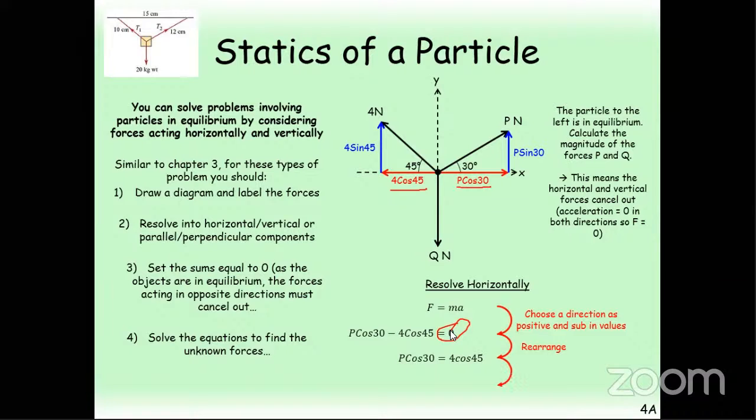And after that, we divide by cos of 30 to get the value of P. So P is equal to 4 cos 45 divided by cos of 30. Finally, when we substitute in the calculator, P will give us 3.27 newtons. Is that clear, members? Yes, sir. Okay, so we continue.